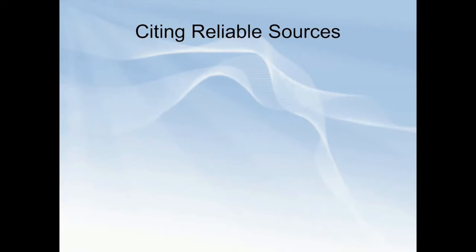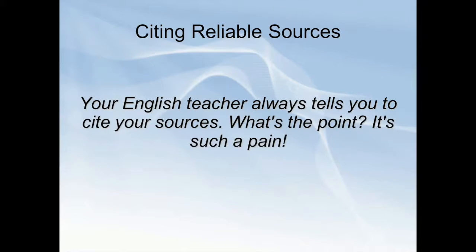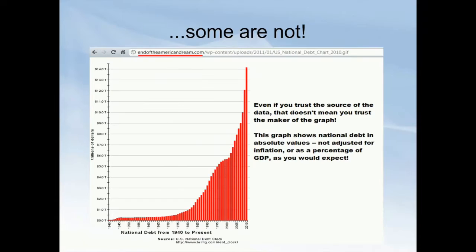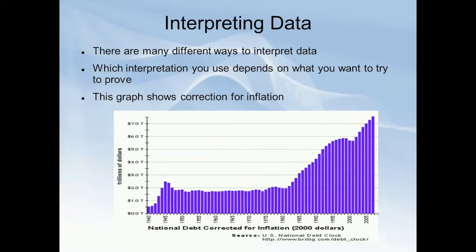Now let's talk about citing reliable sources. You can probably hear your English teacher right now telling you to cite your sources. But what's the point? The answer is bias. Some sources are reputable. Here's a graph, for instance, from the World Bank. Now here's a graph of the United States national debt, but it's from a website called endoftheamericandream.com. It doesn't exactly sound the most trustworthy. Here's another graph of the United States national debt.